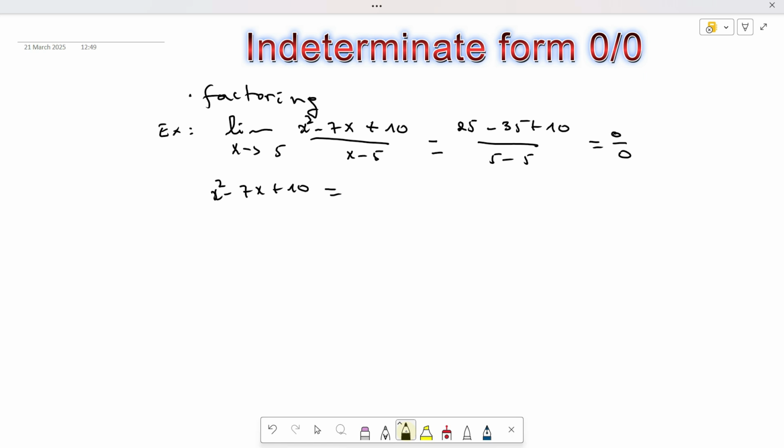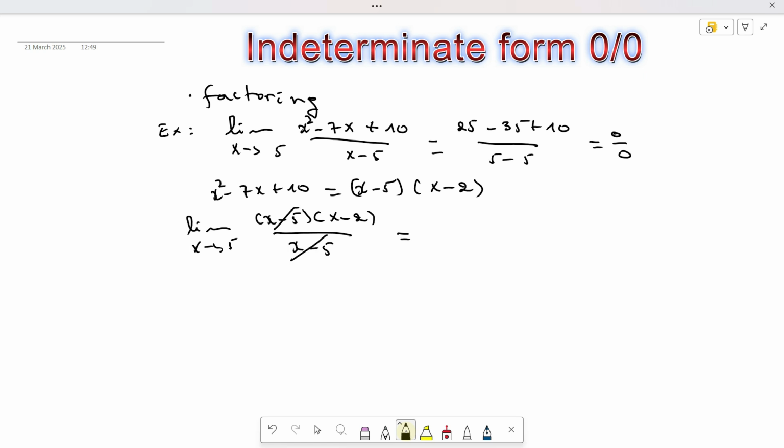You can see that this is the same as x minus 5 times what? Times x minus 2. Just two numbers whose product is 10 and whose sum is minus 7, it's minus 5 and minus 2. So then x minus 5 times x minus 2. Then our limit will be, when x tends to 5, of x minus 5 times x minus 2 over x minus 5. And we simplify this.